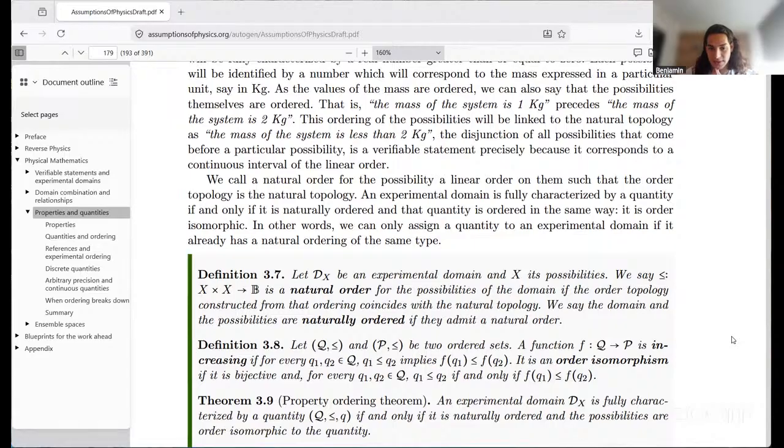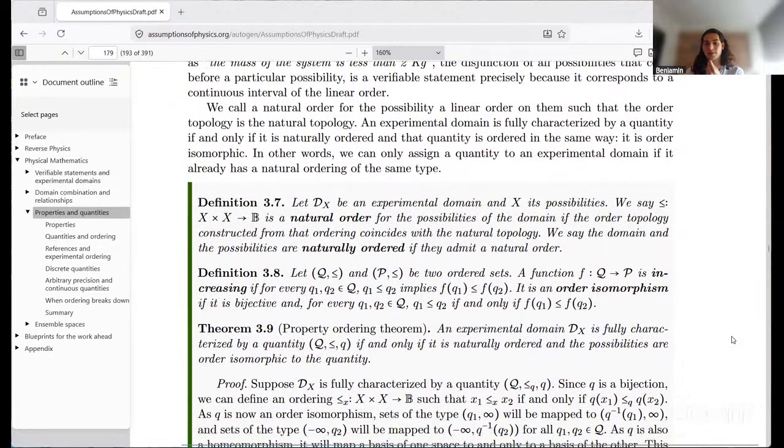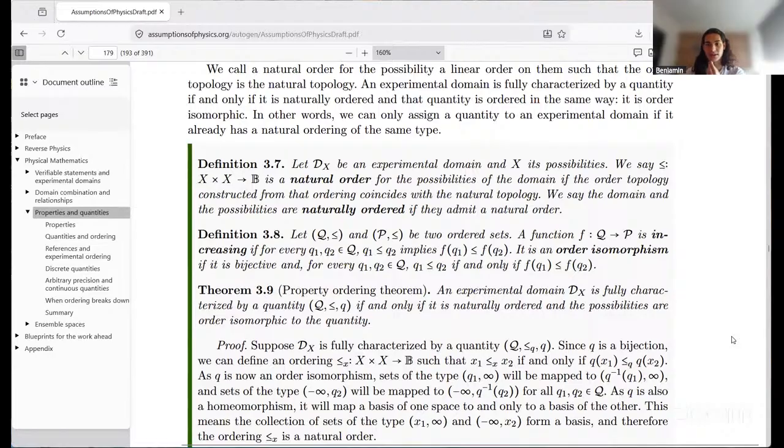All right, I guess I can read these definitions. Let dx be an experimental domain and x its possibilities. We say less than or equal to is a natural order for the possibilities of the domain if the order topology constructed from that ordering coincides with the natural topology. We say the domain and the possibilities are naturally ordered if they admit a natural order.